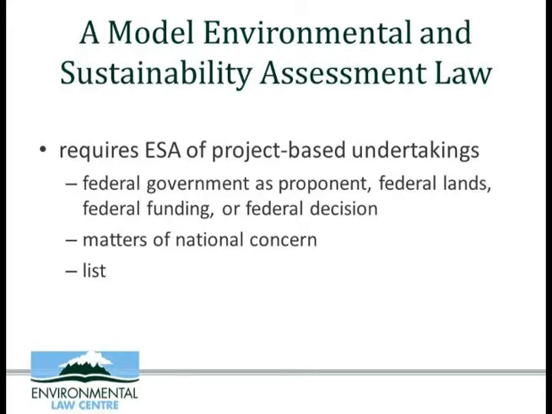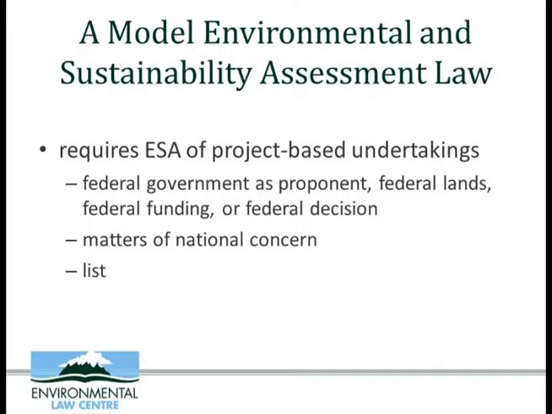So, just as with our current CEAA 2012, the model law requires environmental and sustainability assessment of project-based undertakings. And in the federal model, there are several different triggers. So it goes back to a trigger approach rather than having a project list. And the triggers are where the federal government is a proponent, where there's federal lands involved, where there's federal funding, or a federal decision. It also sets up as a trigger matters of national concern.